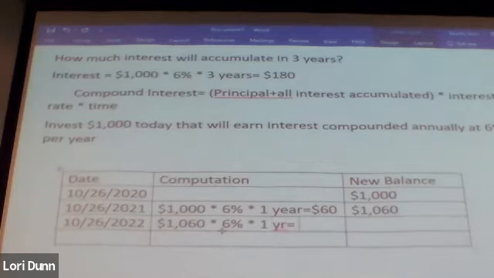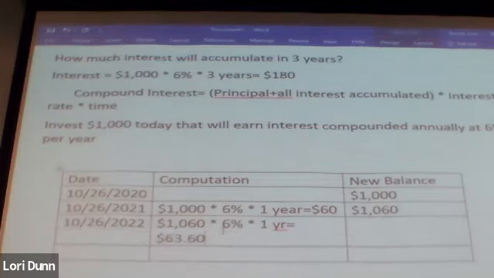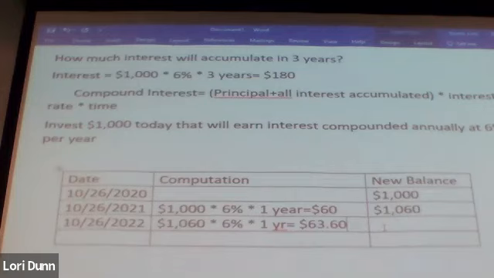I need my calculator. $63.60. So notice, we're not just calculating interest on the original principal, but also in the second year, we're calculating interest on the interest from last year. That's what compounding is. So now our new balance will be $1,123.60. Add that interest in.